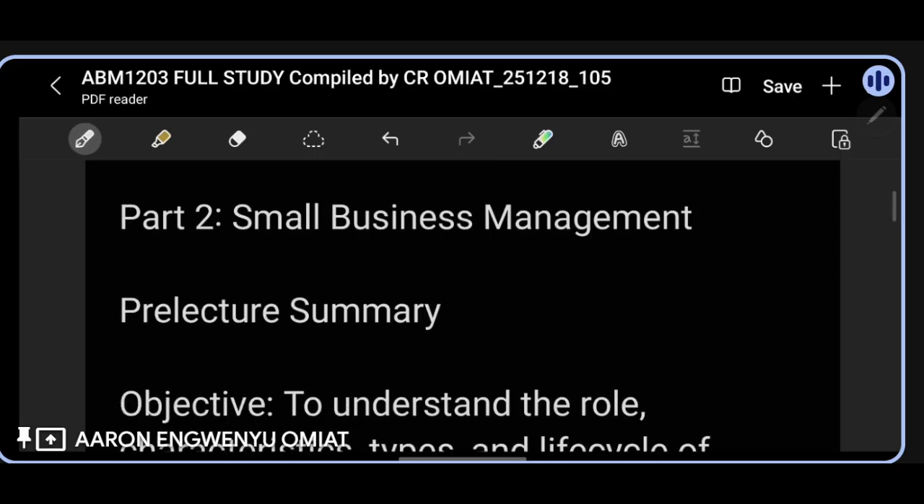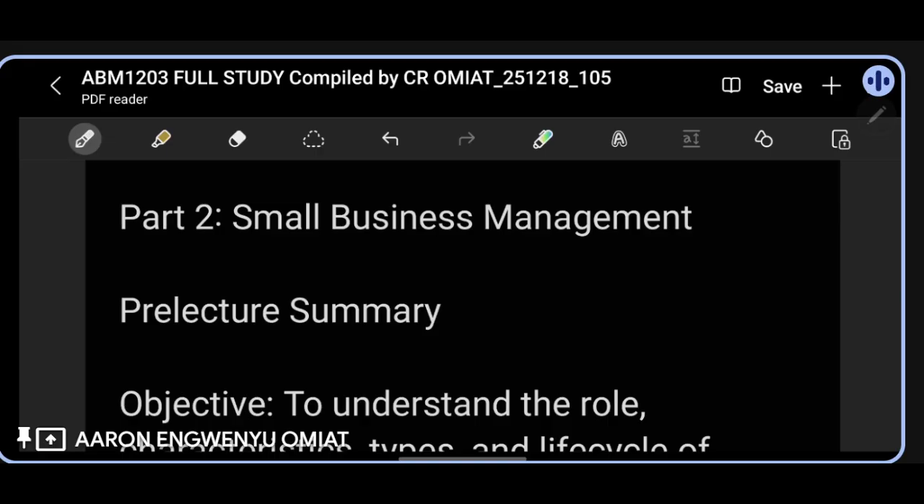So that has been it for part one, where we looked at commercialization and the introduction. Now we're going to part two, where we talk of small business management. Uganda is predominantly made of small businesses.